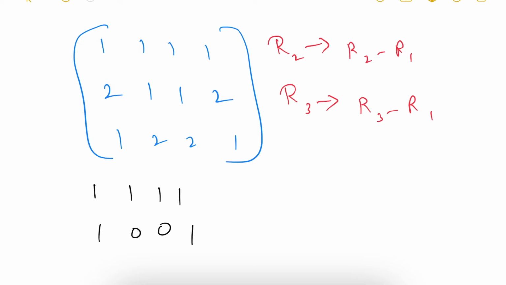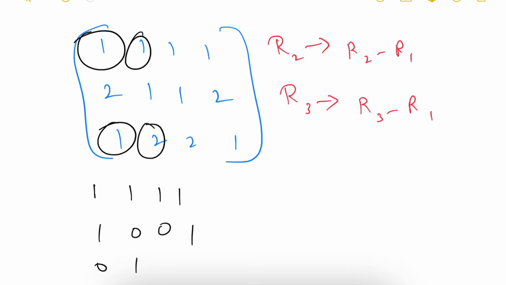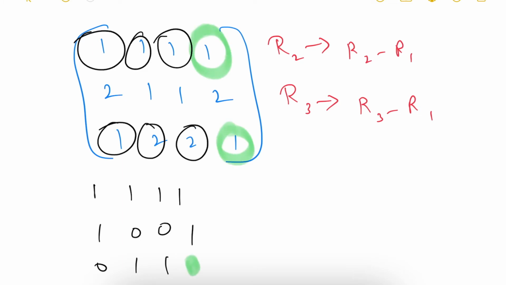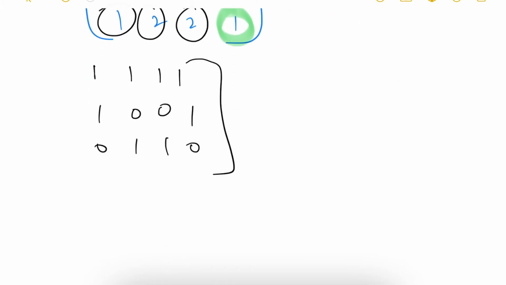Next, what is row 3? Row 3 minus row 1: 1 minus 1 is 0, 2 minus 1 is 1, 2 minus 1 is 1, 1 minus 1 is 0. Okay, this is what I got. So now what do we need to do from this? Let me check once again.